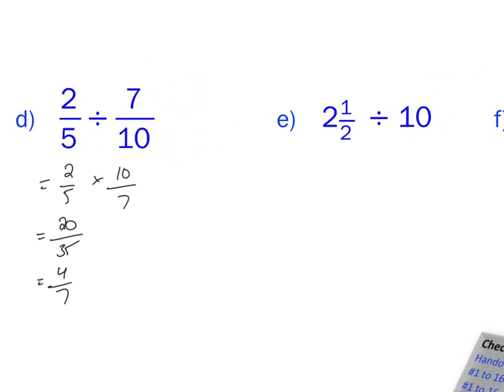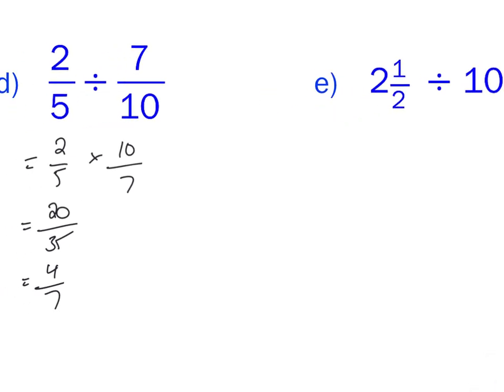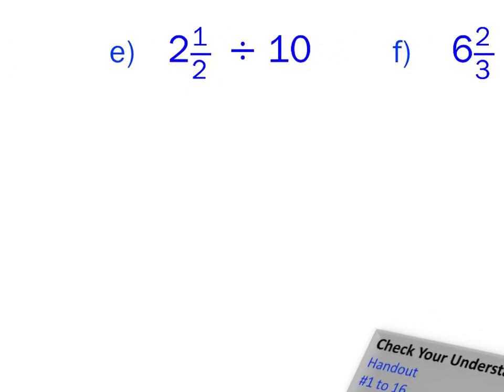All right. Two more. Let's take a look at a mixed number. Let's take a look at 2 1/2 divided by 10. Before we change the question into a multiplication question, we should take a mixed number and turn it into an improper fraction. So what would 2 1/2 be as an improper fraction? 5/2. Very good. 5 over 2 divided by 10.